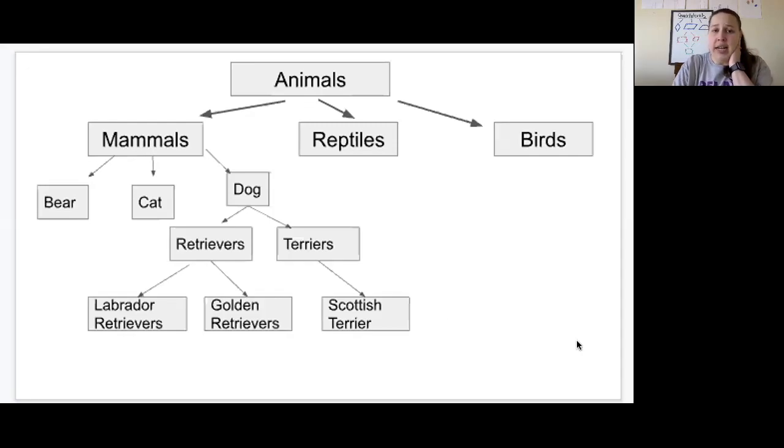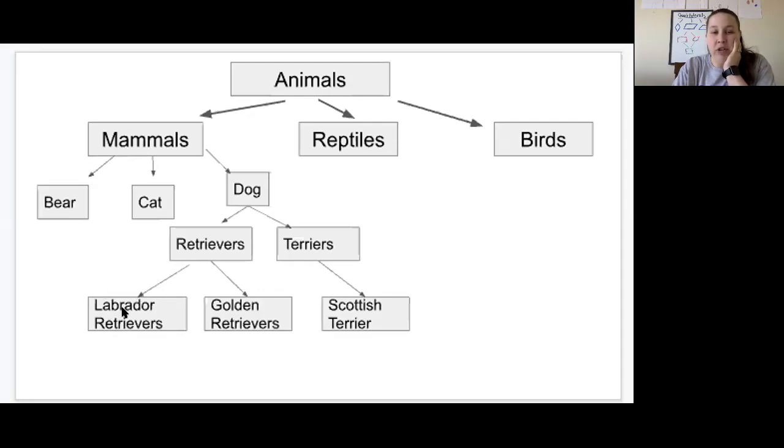If you look, in a hierarchy, at the very top, everything underneath that, so the mammals, the reptiles, and the birds, fall under the animal category. Under mammals, I have three mammals: a bear, a cat, and a dog. All three of these are mammals, and all three of those are animals. As we keep doing that pattern down, I did it with dogs. I have two different types of dogs, the retrievers and the terriers. Then some types of retrievers, the Labrador Retriever and Golden Retriever, and a type of terrier, the Scottish Terrier. So as we go down a hierarchy, everything above it is that, everything below it fits into that category.